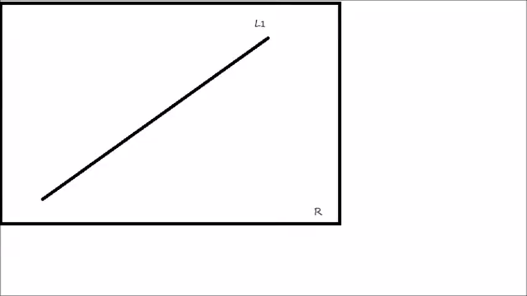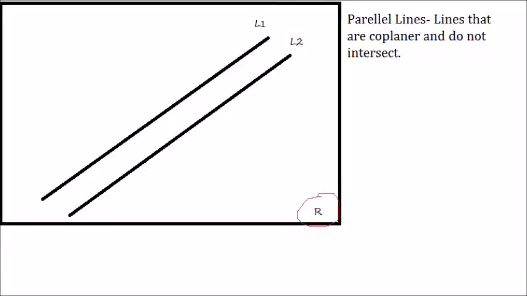So let's say I have line 1 in plane R. I'm going to draw another line. This line does not intersect line 1, but it's also in the same plane. These lines are coplanar to each other and don't touch. This is the definition of parallel lines.